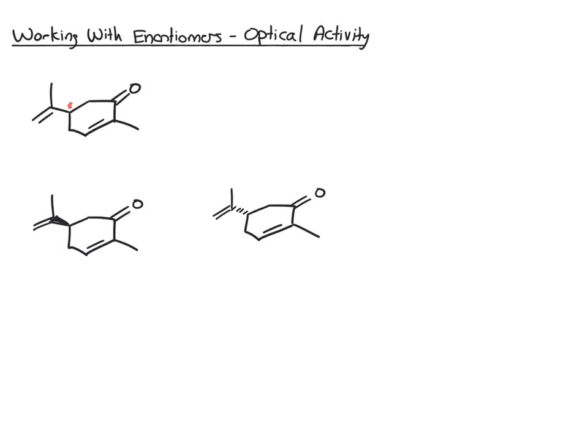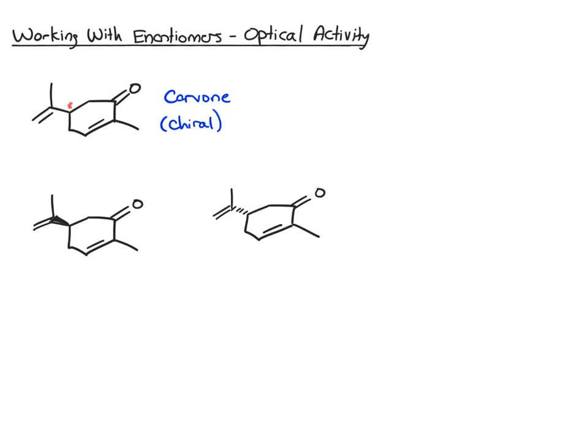In this section, we're going to take a look at stereochemistry and specifically enantiomers in more of an experimental setting. For example, the molecule I have here is called carvone, and it is a chiral molecule. And since it's chiral, it has two enantiomers, and I've drawn each of the enantiomers shown here.